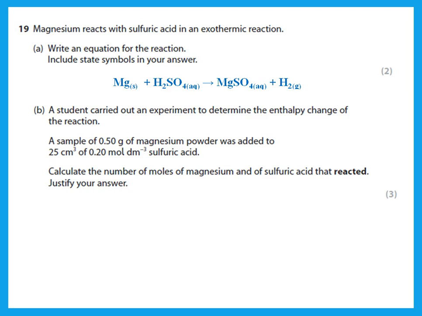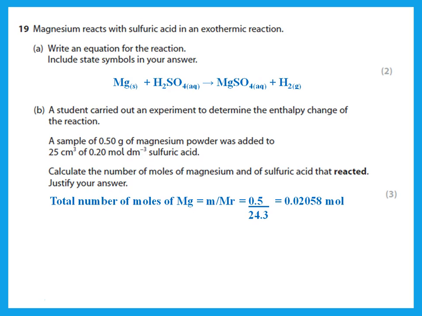Then he says a student carried out an experiment to determine the enthalpy change of this reaction. A sample of 0.5 grams of magnesium powder was added to this solution of sulfuric acid. First of all, calculate the number of moles of magnesium and sulfuric acid that react. He's given me information about both reactants. That means I need to get the number of moles of each one and determine which one was in excess. That's what we're trying to do.